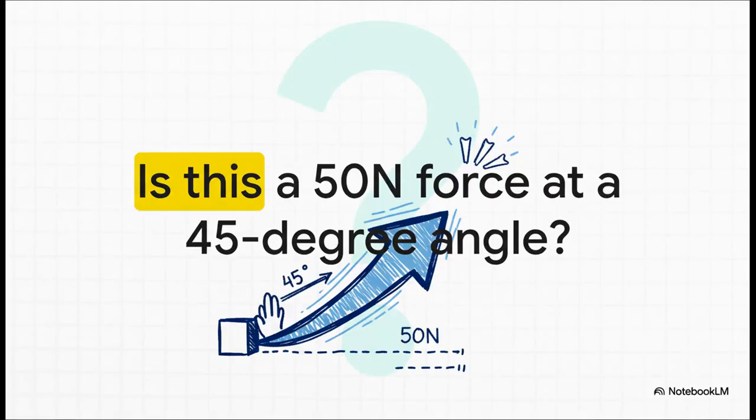All right, let's take a look. We're being told that this arrow represents a force of 50 newtons. That's just a standard unit for force, by the way, and it's acting upwards at a 45-degree angle. So here's the big question. Does this picture, this arrow, accurately show all of that information? Let's break it down and see.